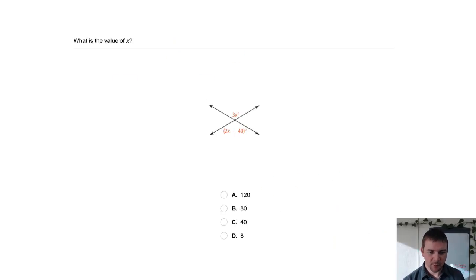Here's your got it question. What is the value of x in this problem where we have vertical angles, one whose measurement is represented as 3x, and the other whose measurement is represented as 2x plus 40?